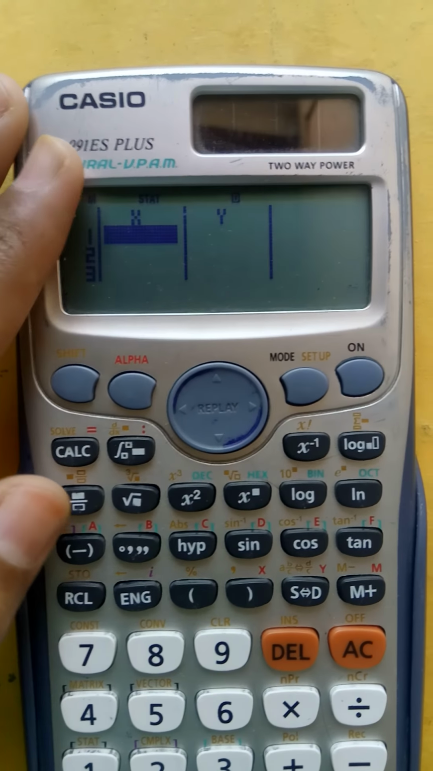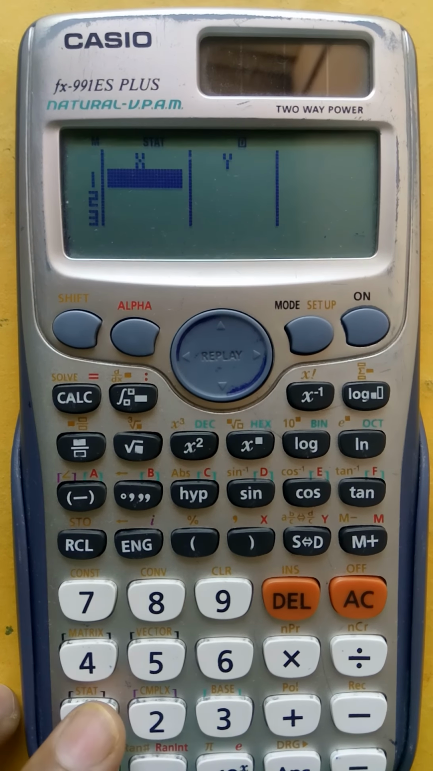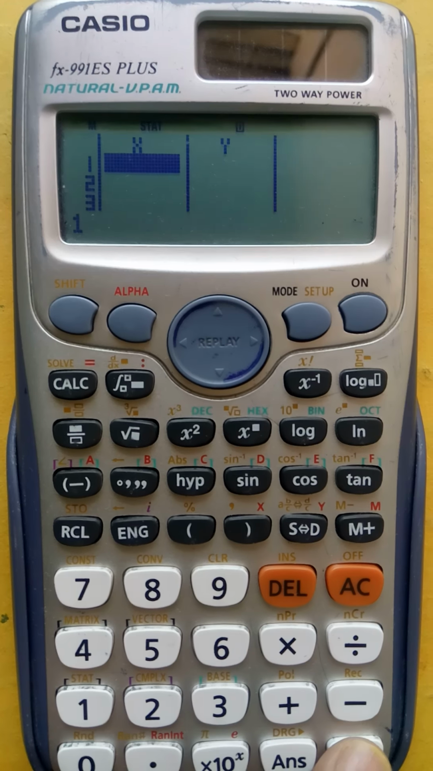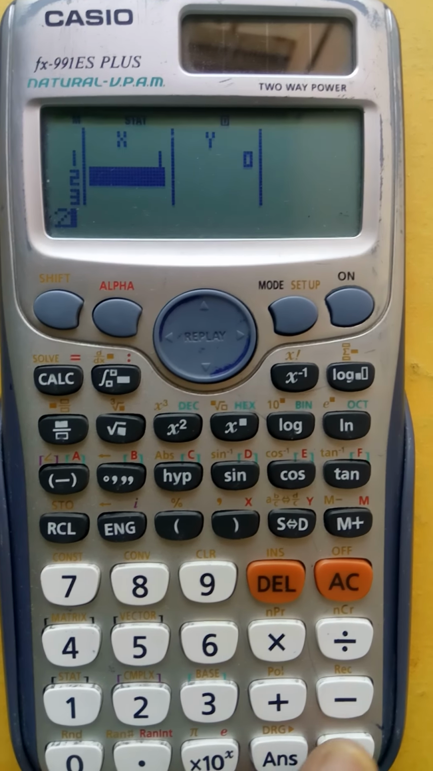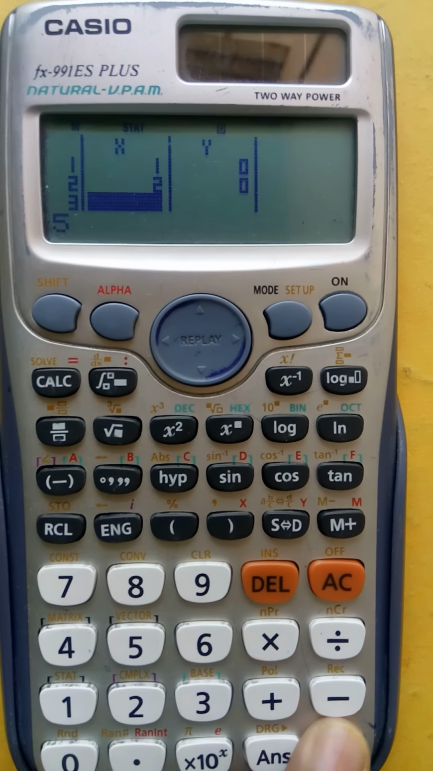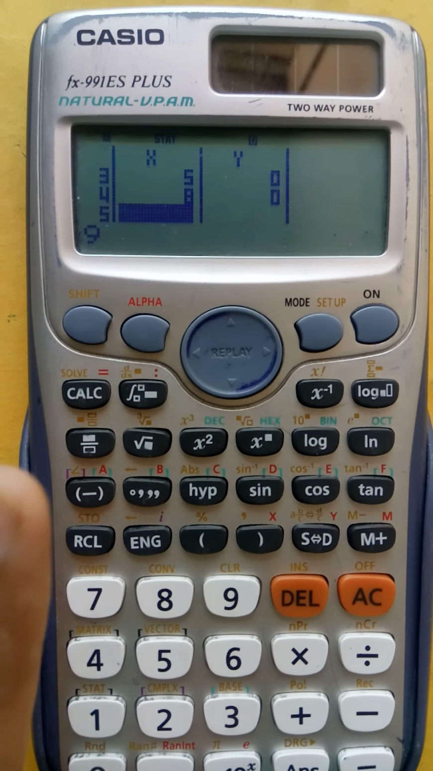We are putting values randomly. You also have to observe the values. Here I am taking the value 1, and for the next value we press equals, then 2 equals, 5 equals, 8 equals, 9. Here I have taken 5 values.